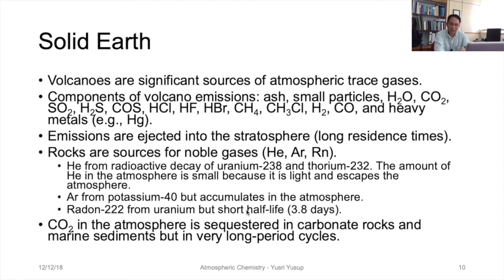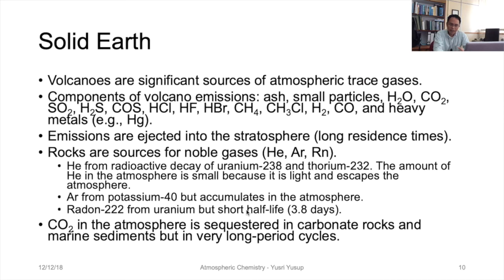The amount of helium in the atmosphere is small because, if you remember the composition of the air, it's relatively small compared to the rest. It's because helium is light, and it constantly escapes the atmosphere, which causes the amount of helium in the air to be lower because it doesn't accumulate.